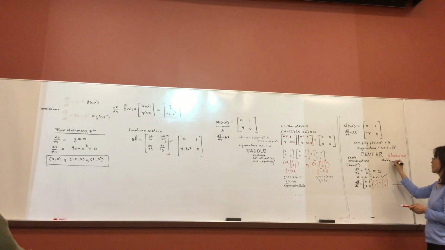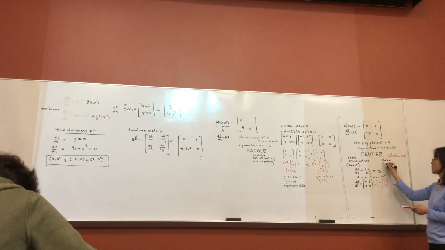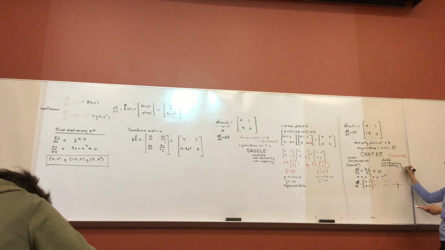Stable, because if you start nearby, you circulate and you stay nearby. Is it attracting? No, it's not attracting, and it's not repelling, right? It's stable, but neither attracting nor repelling. Okay, so there we go.